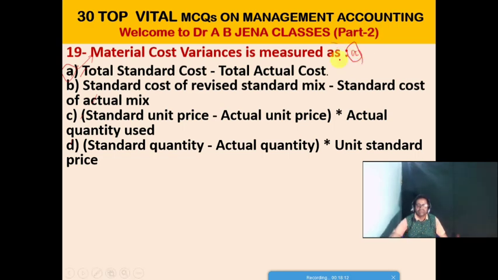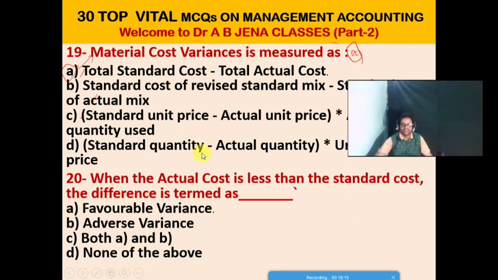So next one MCQ, when the actual cost is less than the standard cost, the difference is termed as what? A it's the favorable variance, B it's the adverse variance, C it's both A and B, D it's none of the above. Friends, so A is the right option for this MCQ. Variance means the gap, I mean the difference. When the actual cost is less than the standard cost, the difference is the favorable variance. It's then good for the business.